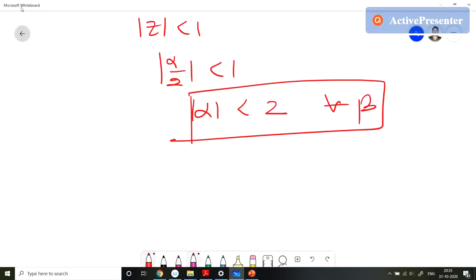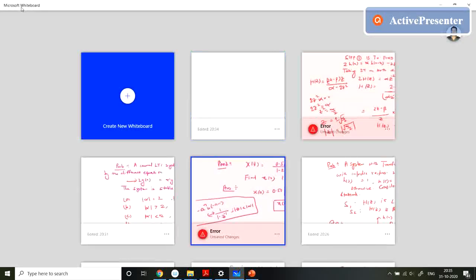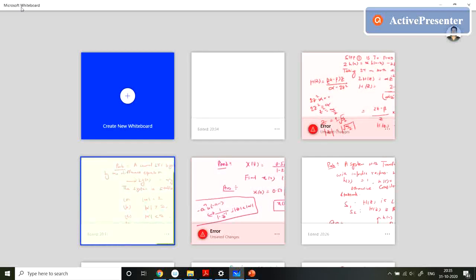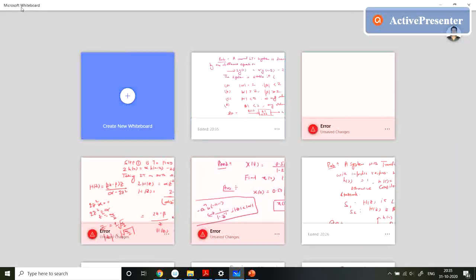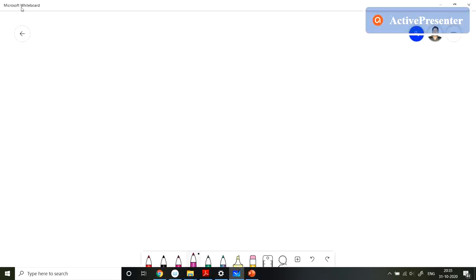So what is the C part? We can see here. Okay, it is 4. So the correct option is C. Alpha is less than 2 for any value of beta. Now let us do another problem.